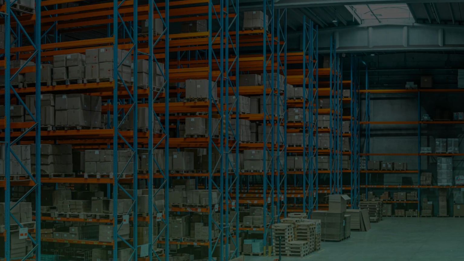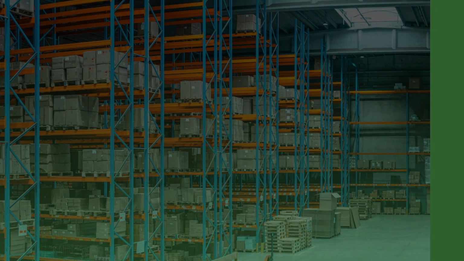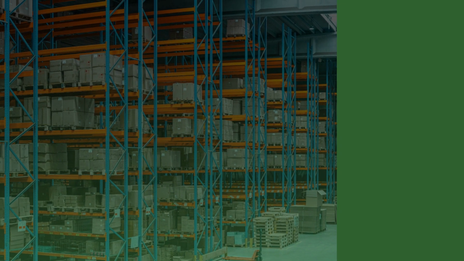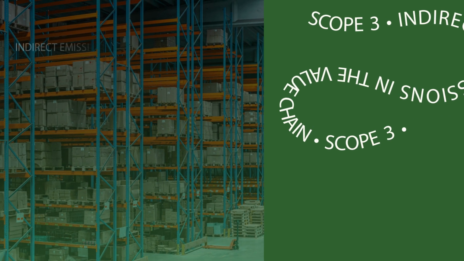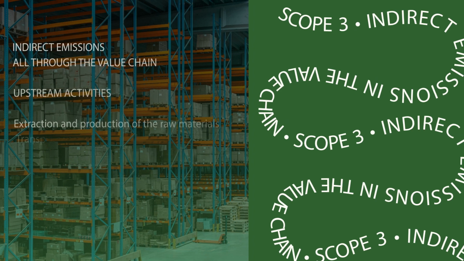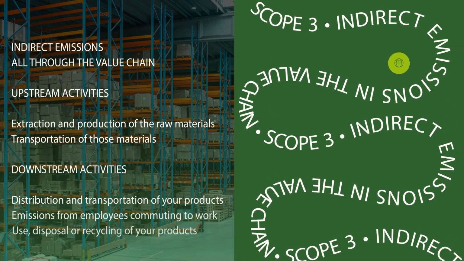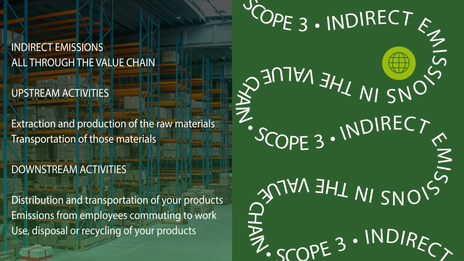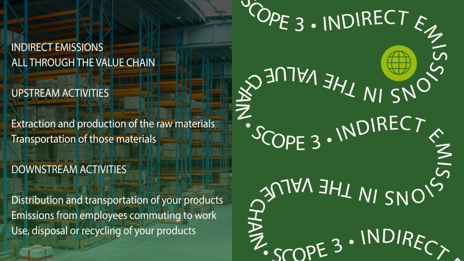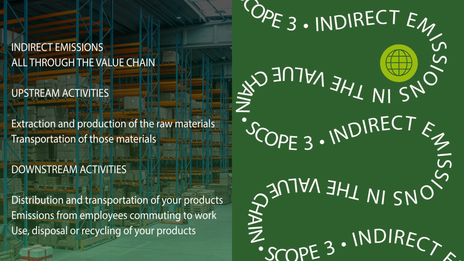The third and final scope is Scope 3 emissions, other indirect emissions. Now, this is where things get a little more complex. Scope 3 emissions are all the other indirect emissions that happen throughout your value chain, both upstream and downstream. Upstream activities include things like the extraction and production of the raw materials you use, as well as the transportation of those materials to your factory.